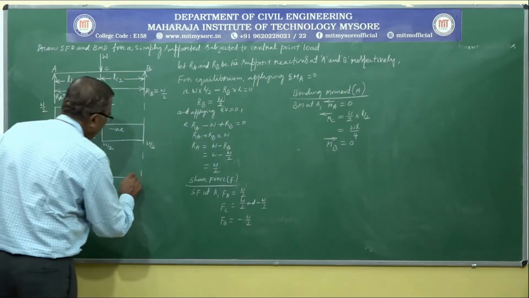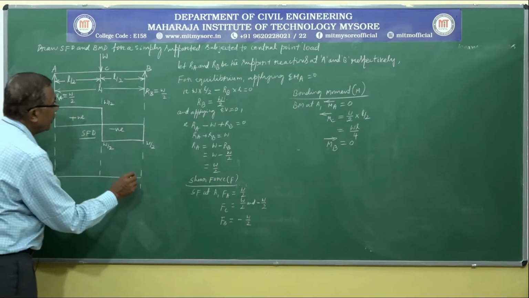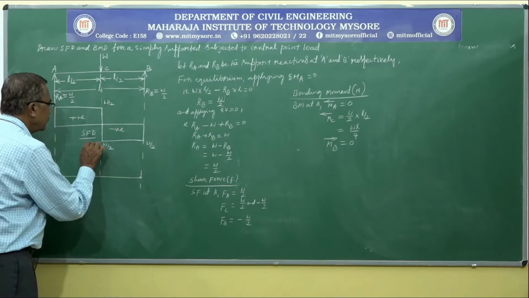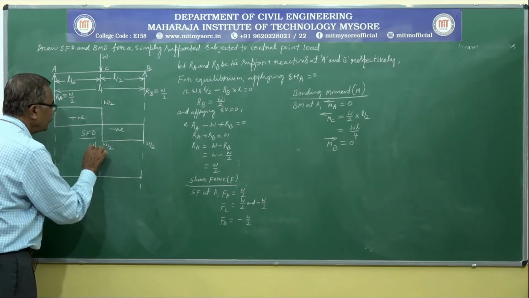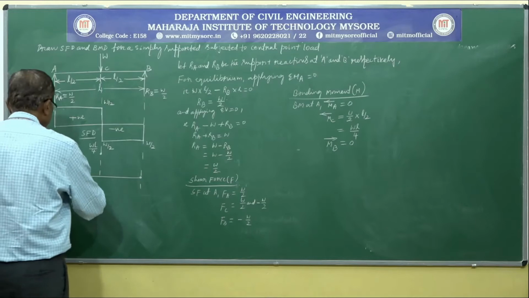We can draw the bending moment diagram. At A it is 0, at B 0, at C it is WL by 4. Between A and C, no load, the diagram is linear.